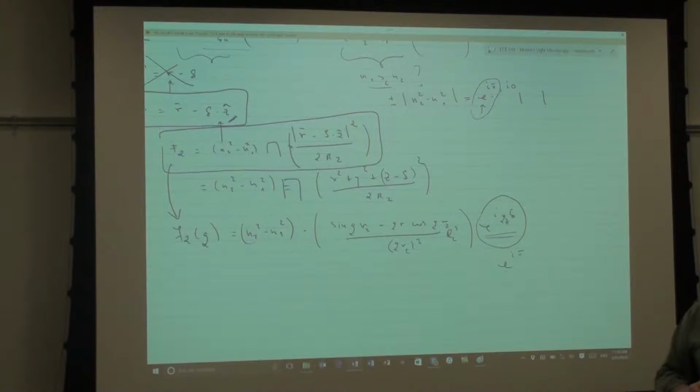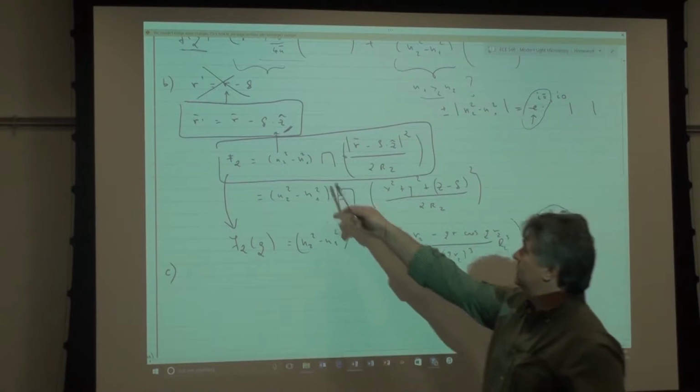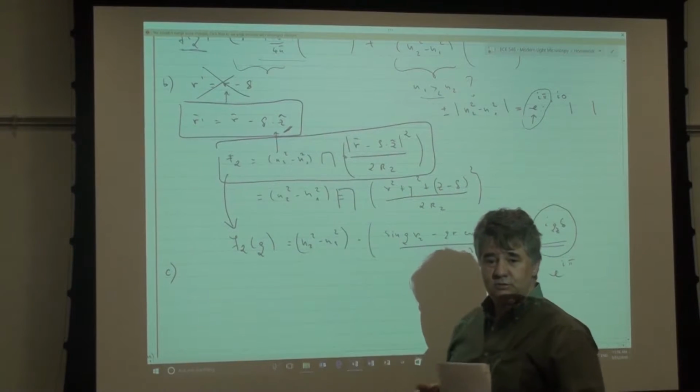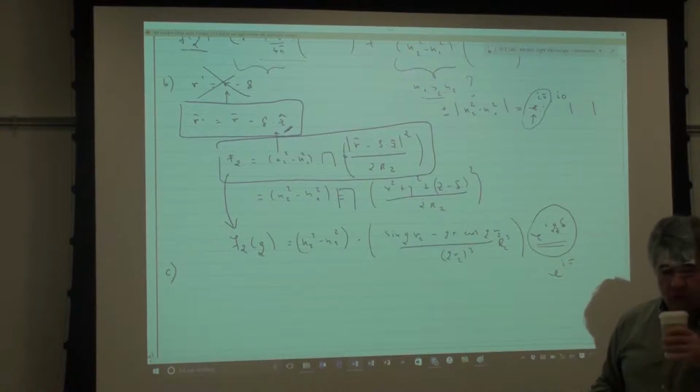I have a question. Yeah. The F2, it has N2 squared minus N1 squared. But it actually describes the second sphere, so I think it's N2 squared minus 1, right?